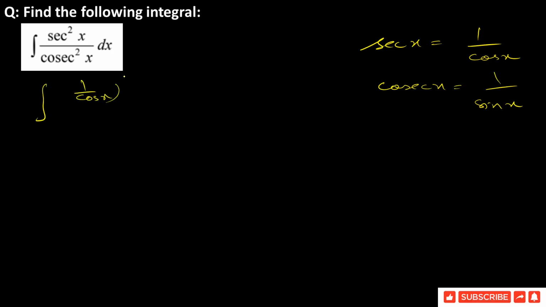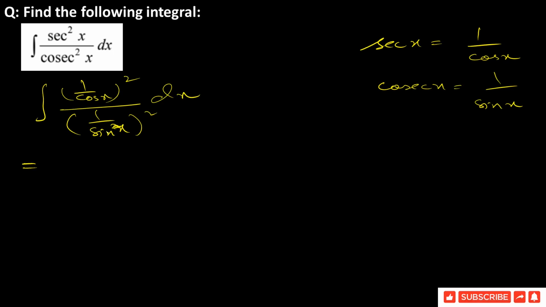Secant x is equal to 1 upon cos x, whereas cosecant x is equal to 1 upon sin x. If we rewrite that, we can write 1 upon cos x instead of secant x, and 1 by sin x instead of cosecant x. What will the function be? Here it will be 1 upon cos x square upon 1 upon sin x square dx.